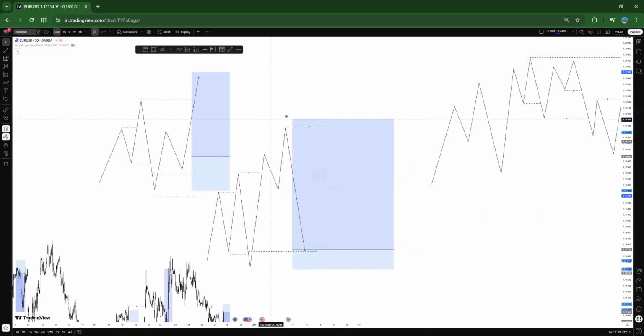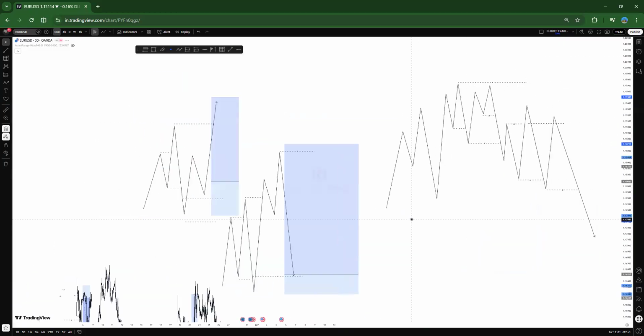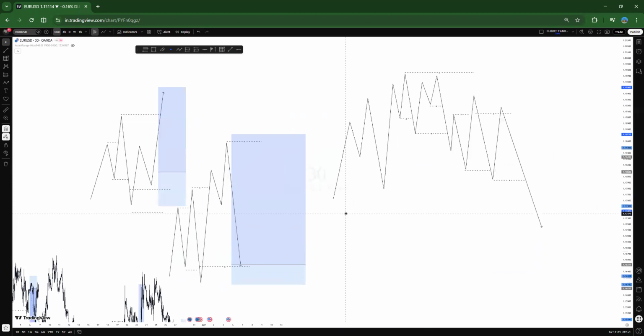Just if you don't understand, try and replay the videos, or maybe after I've dropped my market structure and liquidity graph, you will be able to understand this particular concept. Well, that being the case, let's go back to the daily.